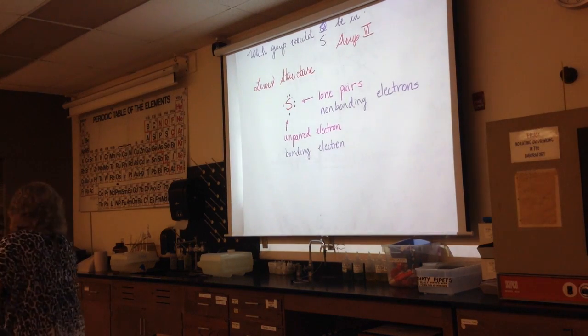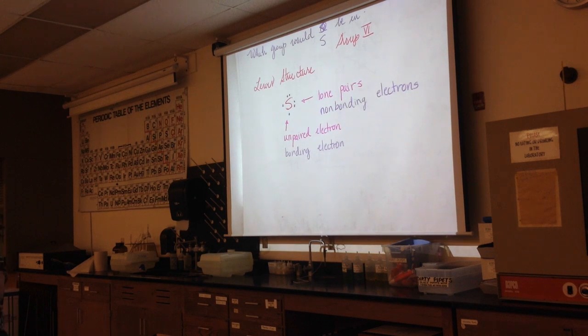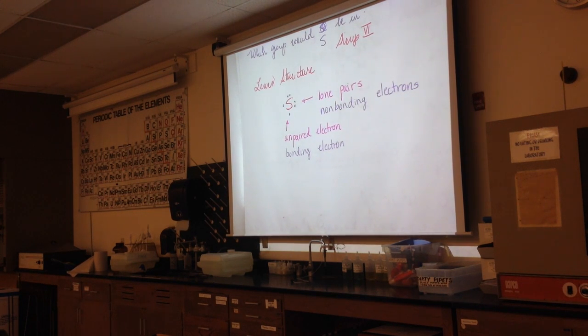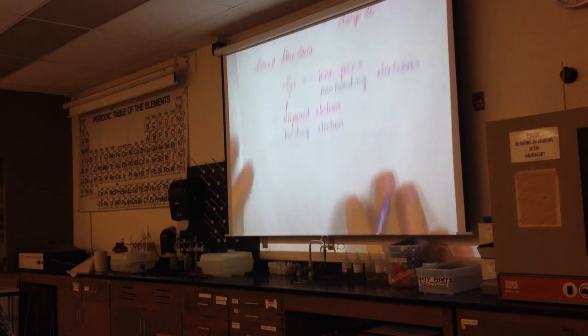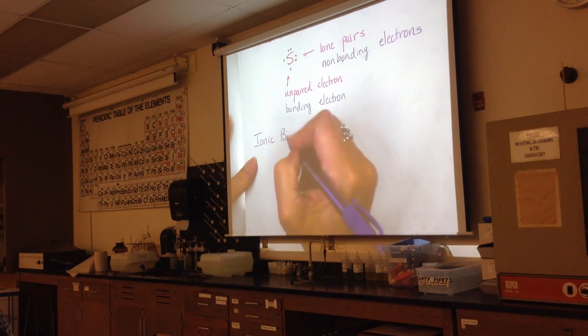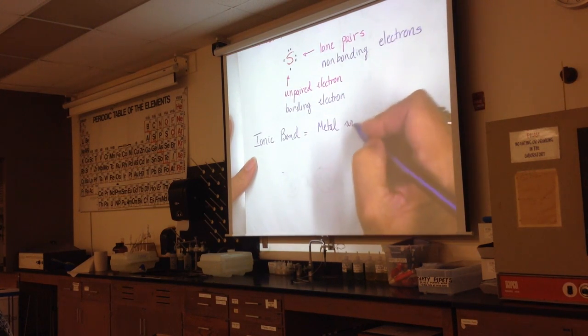In your other class, we did a lot of ionic bonding. Does anybody remember what ionic bonding is? How do you describe an ionic bond? You want to be a tutor, and you want to tutor M10. So what are you going to say about an ionic bond? Transfer of electrons, he said. Metal, non-metal. So an ionic bond is going to be a metal with a non-metal.